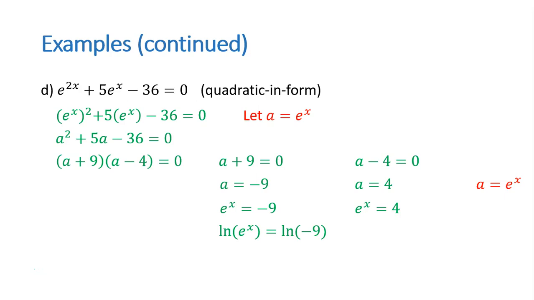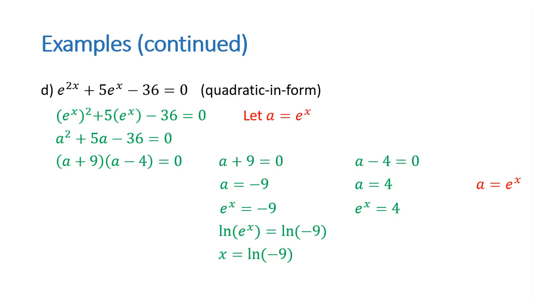So on the left-hand side, you can think of it one of two ways. Either the x comes out front, and then natural log and e cancel, just leaving us with a 1. Or just remember that natural log is the same thing as log base e. So whenever we're taking a logarithm with the same base and applying it to an exponential with the same base, the logarithm and the exponential cancel, just leaving us with the exponent. In either case, we get down to x is equal to natural log of negative 9.